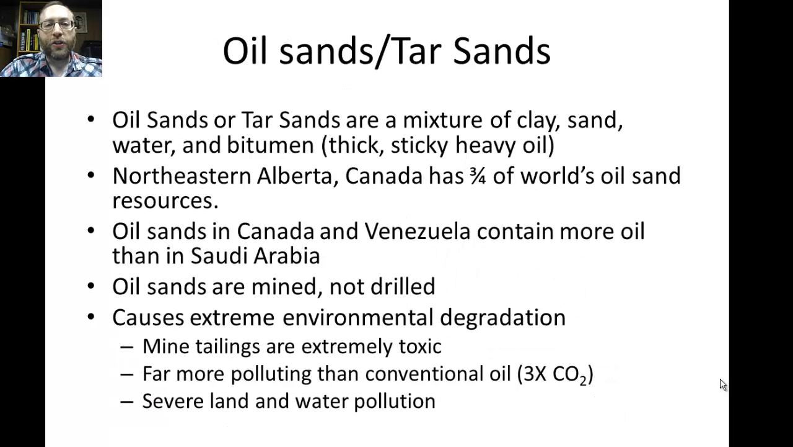Now we come to non-conventional oil. First we'll look at oil sands or tar sands. They are a mixture of clay, sand, water, and bitumen, which is thick, sticky, heavy oil. They're found primarily in northeastern Alberta, Canada, which has 3/4 of the world's oil sands resources. The oil sands in Canada and Venezuela actually contain more oil than is found in Saudi Arabia. They are mined and they are not drilled. So that means they can cause extreme environmental degradation.